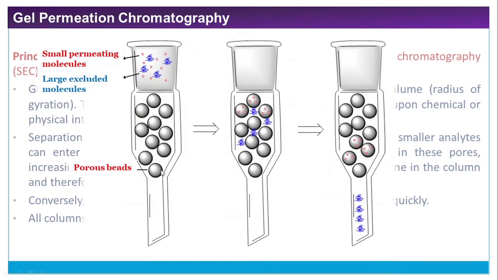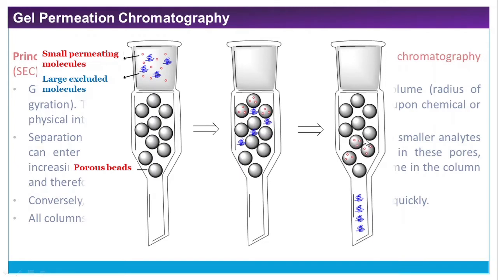Suppose this is the column which is packed with these porous beds, and this is our mixture which contains small permeating molecules as well as large excluded molecules. So what will happen when they enter these porous beds? The small permeating molecules enter into the pores of this gel. So washing out these small permeating molecules requires more time. They spend more time in these pores, while the bigger molecules come first from this column, while the small ones require a larger retention time.